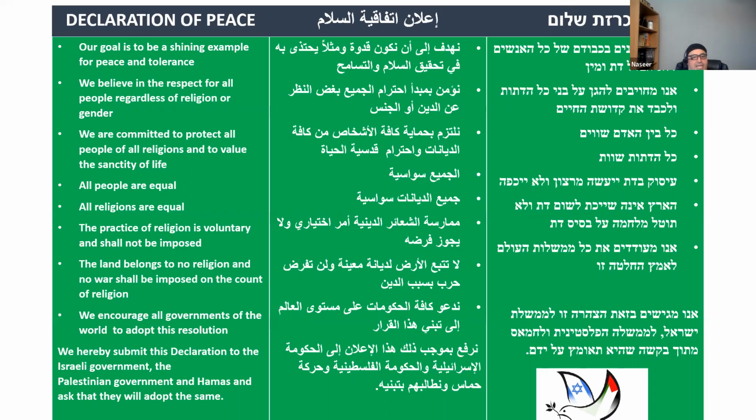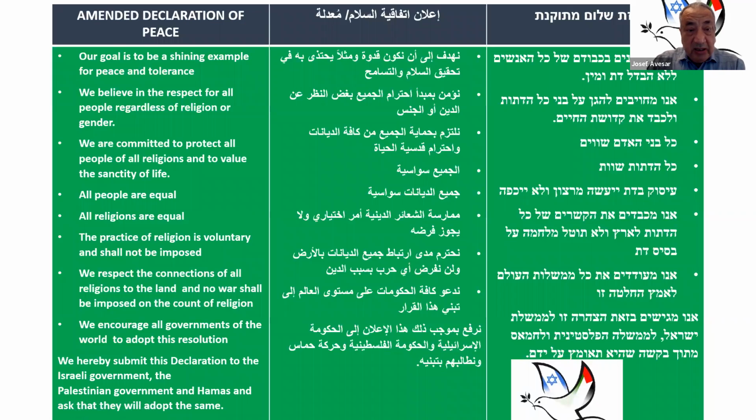The land belongs to no religion. I think my people will have a problem with this, including my Muslim constituents and Christian constituents, that there are certain sites and places that belong to those religions, and I need to respect their faith. Okay, so will you accept this amended declaration of peace where it says the practice of religion is voluntary and shall not be imposed? We respect the connection of all religions to the land, and no war shall be imposed on the account of religion. We respect the connections of all religions.